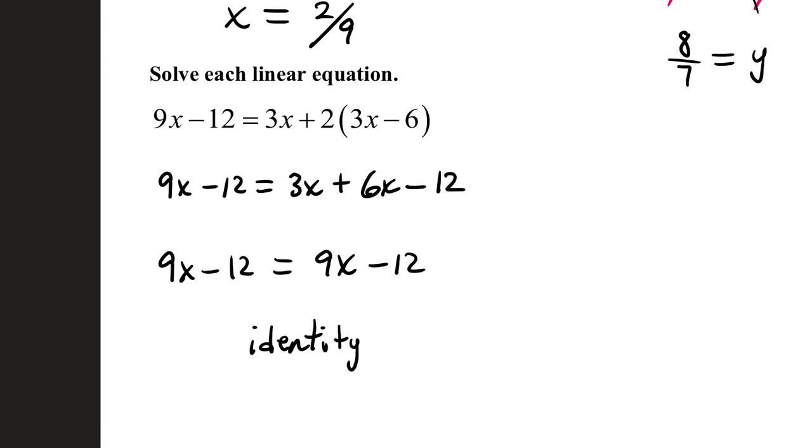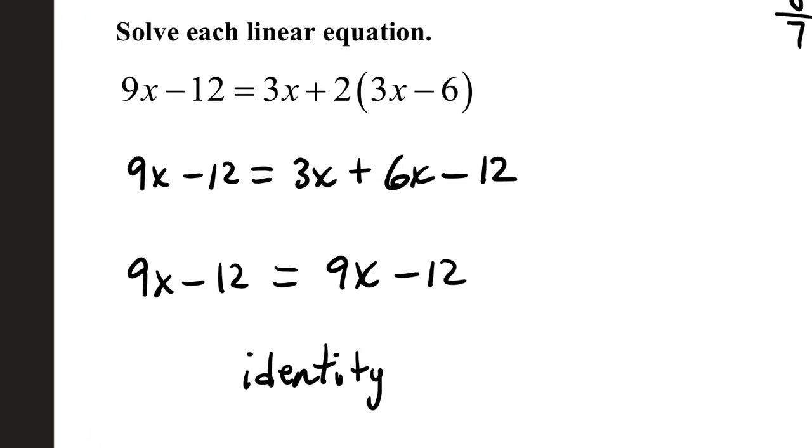Our final equation: solve 9x minus 12 equals 3x plus 2 times 3x minus 6. The 2 and the 3x minus 6 are multiplied together, distributing the 2. The rest of the problem stays the same. So we have 9x minus 12 equals 3x. This 3x is not involved in the multiplication, only the positive 2. So that's 6x minus 12 when you distribute.